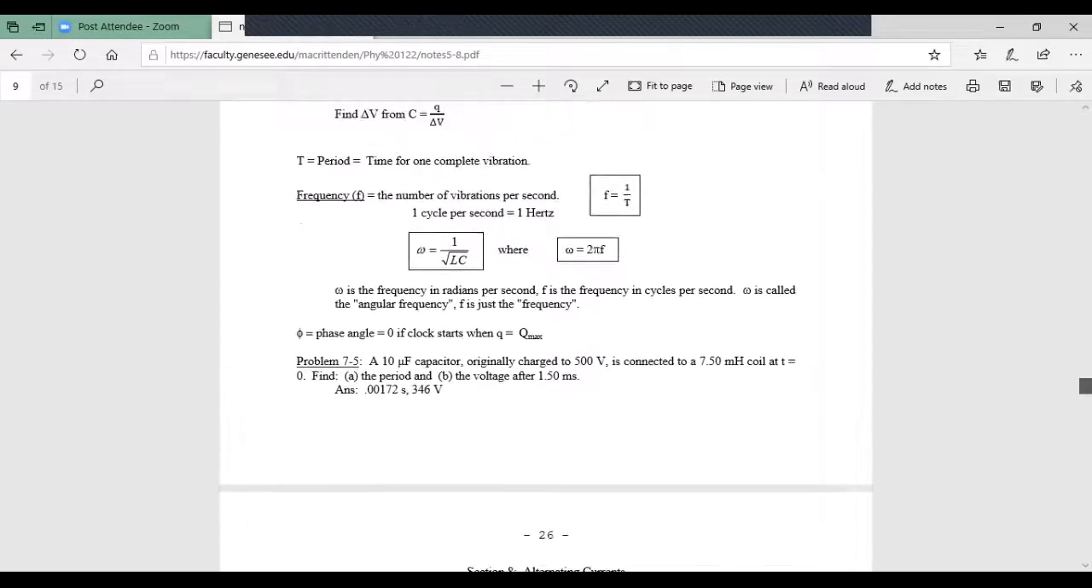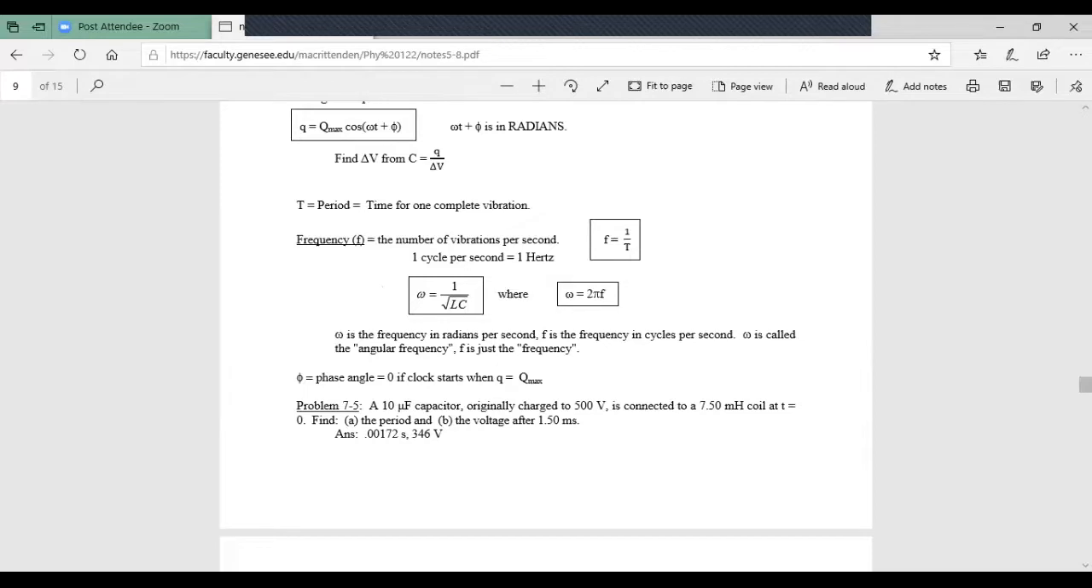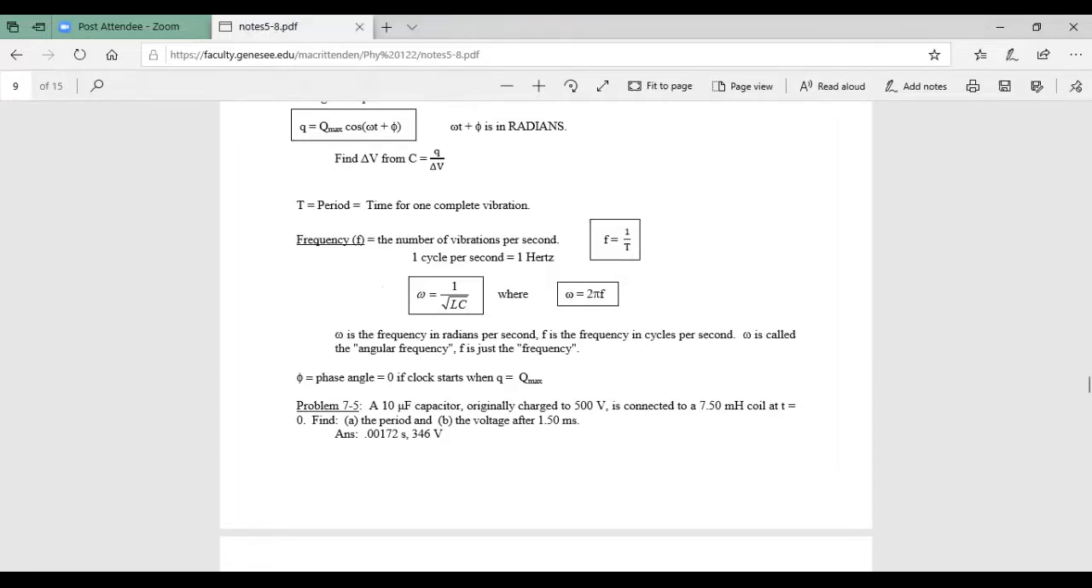All that's left of Unit 7 is one more problem for you to work on. So you've got this capacitor that's originally charged to 500 volts. And then at t equals 0, you hook it up to this 7.5 millihenry coil. We want to find the period. I'll give you some hints here.